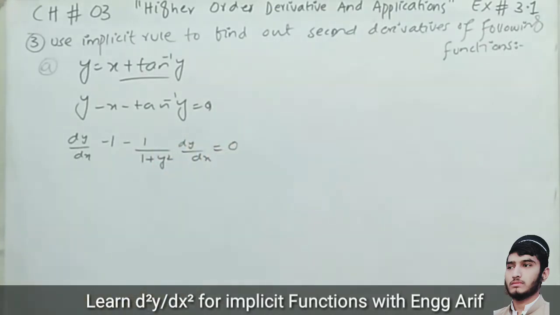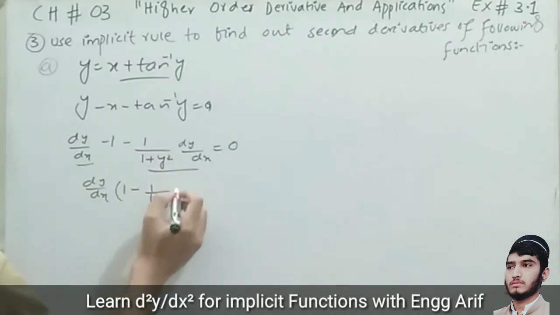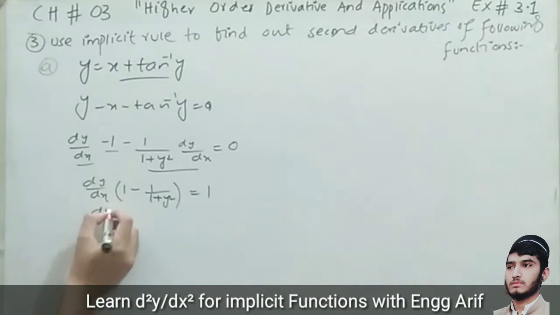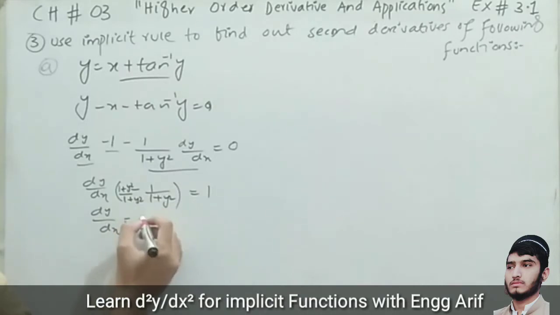Is 0. Now after this, take dy by dx common from over here, so it becomes dy by dx, inside we are left with 1, and over here we are left with minus 1 over 1 plus y square, and shift minus 1 to the right hand side, so it becomes just 1. Now after this, dy by dx will be equal to, over here if I take LCM, it becomes 1 plus y square divided by 1 plus y square, so it becomes 1 plus y square.